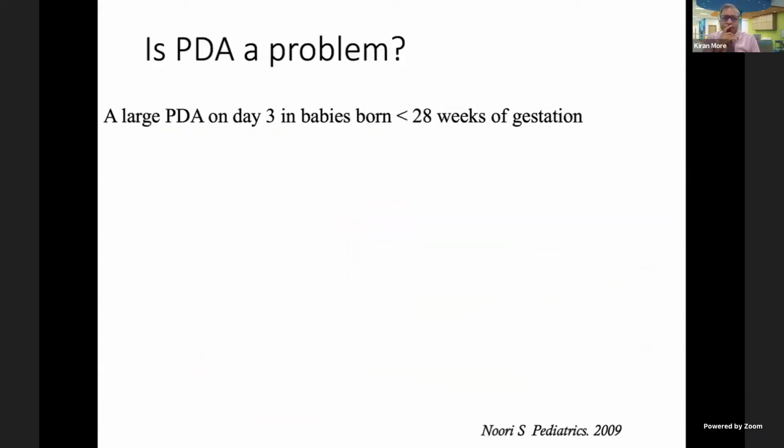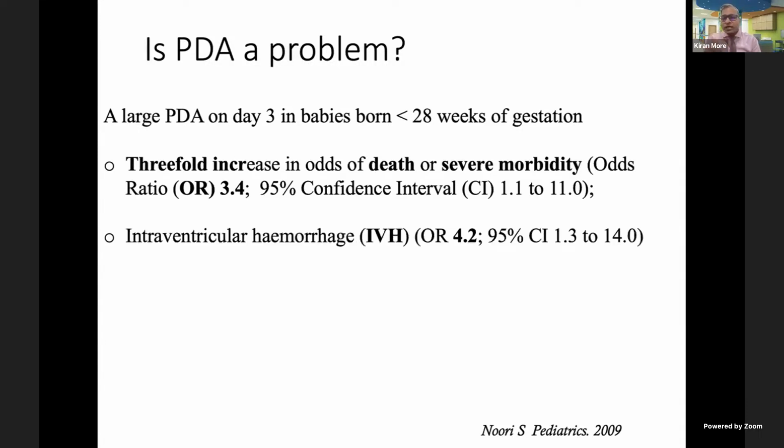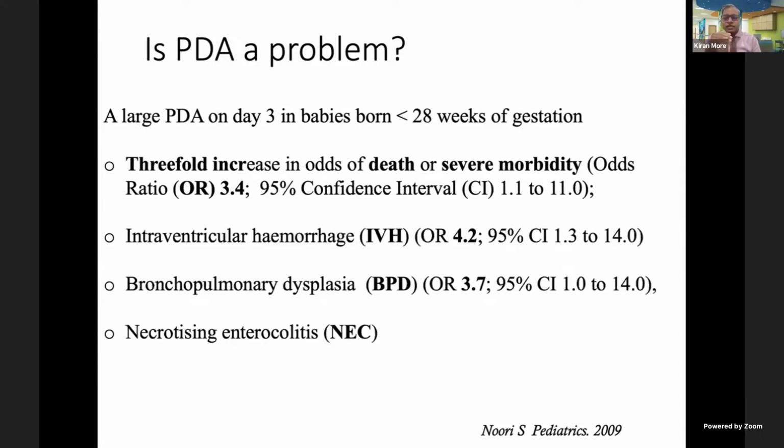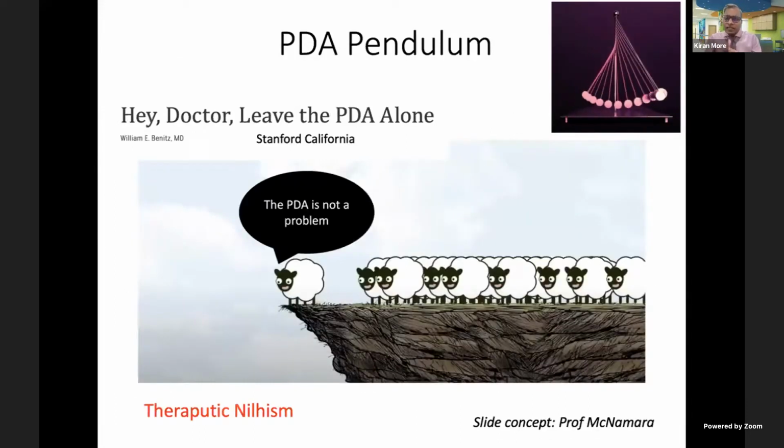Now, is PDA really a problem? Sharp's publication is a good observational study which highlights the importance of the PDA, and he has shown that a large PDA on day 3 of life, especially in babies less than 28 weeks of gestation, has 3-fold increased odds of death or severe morbidity, about 4 times increased risk of intraventricular hemorrhage, almost 4 times increased risk of BPD and NEC, and 8-fold increased risk of mortality. Now, although this is an association and observation, this was alarming, and this is what everyone is worried about.